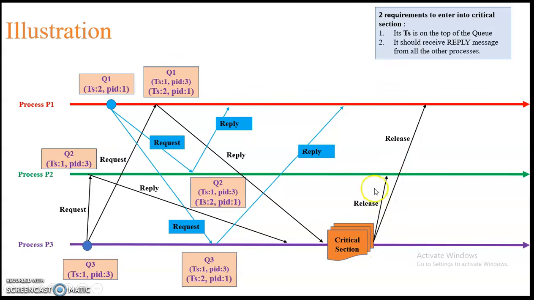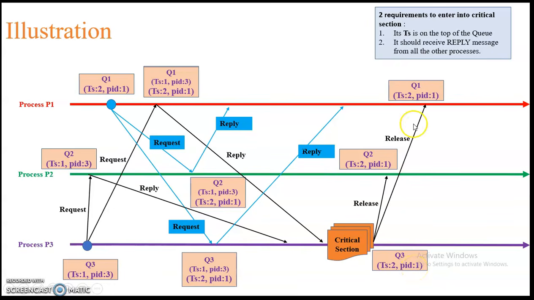Why a release message? So that some other process which is already requesting can use that critical section and release it later on. So after process P3 completes its execution, it removes its timestamp from the queue, and now the updated queue is left with only process ID 1, which means that the critical section must be allocated to process ID 1.